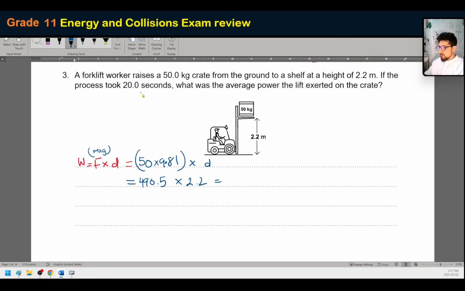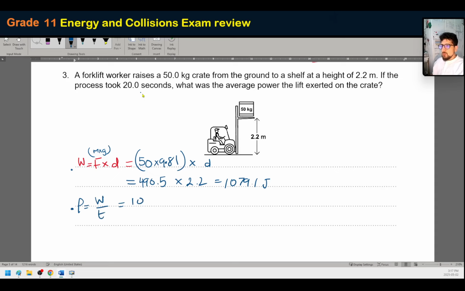Now that's going to give me the work. So the work in this instance is going to be 1079.1. Oops, that is not very nice. There we go. And of course it's joules. Now next what we need to do is work out the power. And so power is equivalent to work over time. It is the rate at which you've done the work.